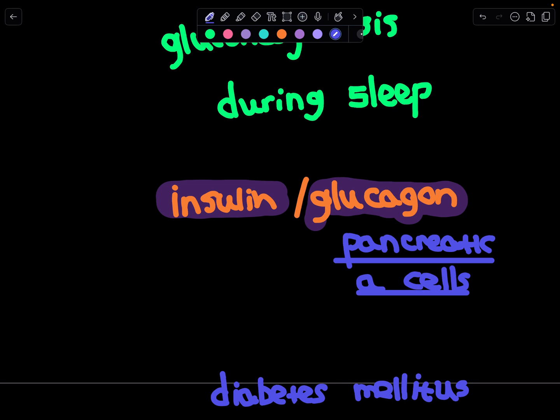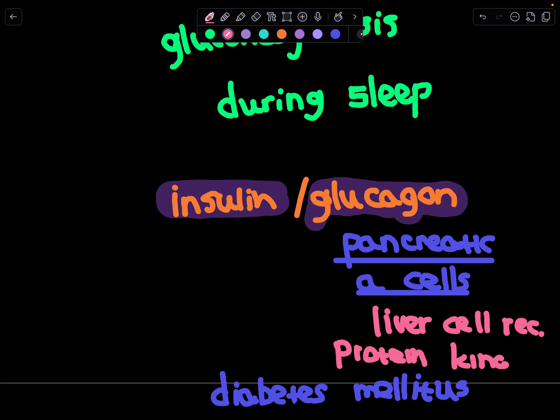Yeah, how exactly does it do what it does? Same with insulin. Glucagon binds to liver cell receptors, activating cAMP and protein kinase A, which phosphorylates enzymes to trigger glycogenolysis, breaking glycogen into glucose, and gluconeogenesis, making glucose from non-carbs, raising blood sugar. Insulin, released when glucose is high, binds to liver and muscle cell receptors.